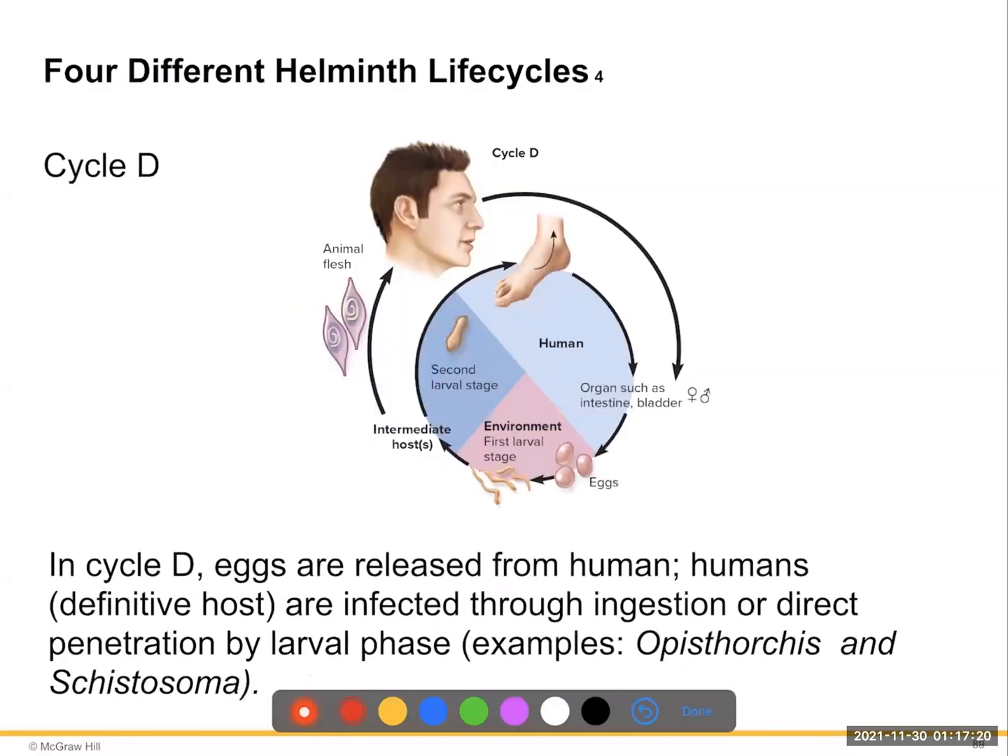And the fourth cycle is the eggs released from the human. Humans are the definitive host and are infected through ingestion or direct penetration by larval phases. Okay, so we can get infected either through piercing the skin or through inhalation, through breathing it in.